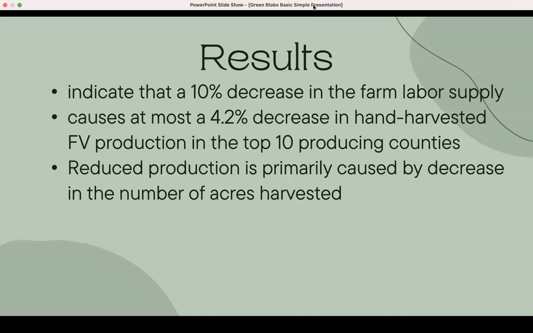In addition, this relates to my research topic because I'm interested in looking at farm labor within the United States, primarily California, and how changes in wages and or quantities are going to affect the production levels within the county. So yeah, thank you so much for listening.